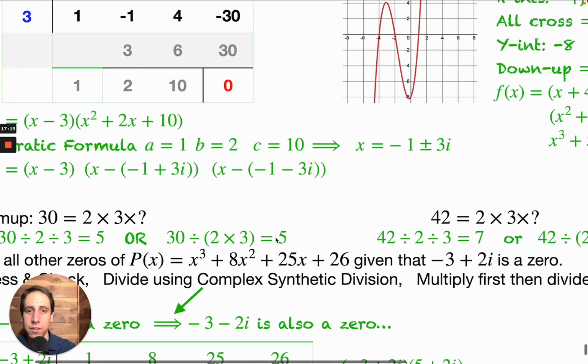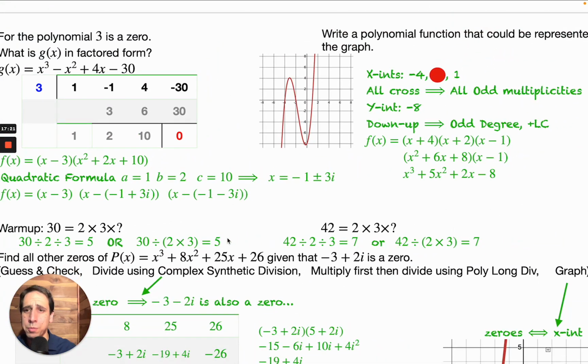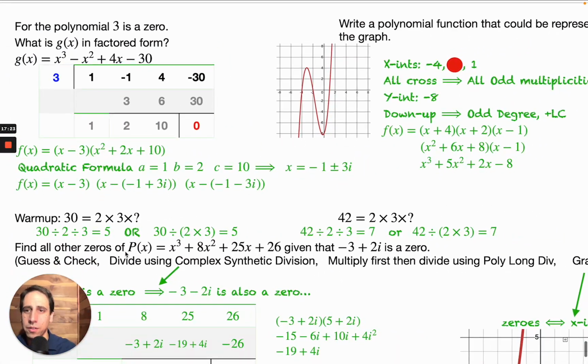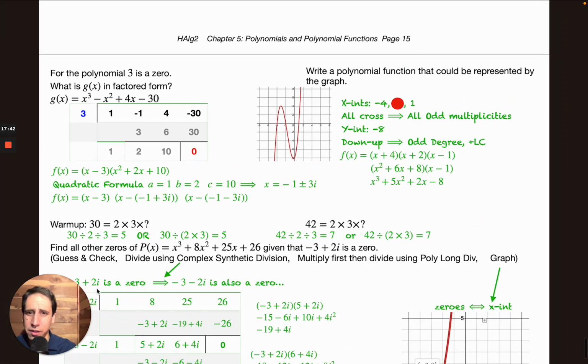The same thing works for polynomial factors. So in this problem, it says find all the other zeros of p of x, and that's x cubed plus 8x squared plus 25x plus 26, given that negative 3 plus 2i is a 0. Well, the complex conjugate theorem says that if negative 3 plus 2i is a 0, then its conjugate is also a 0. I could think of 1, 2, 3, 4 different ways of doing this.